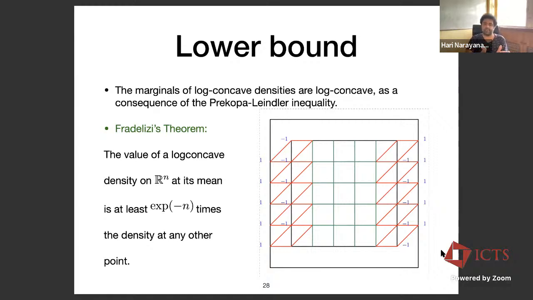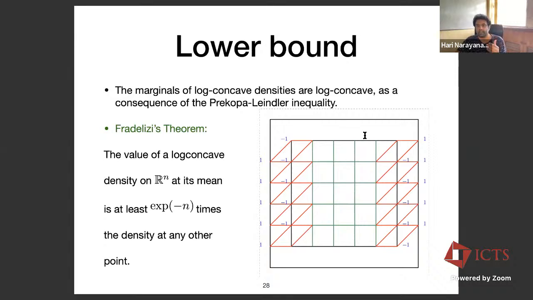What we just talked about was the strategy for giving an upper bound. We need a lower bound now. So to get a lower bound, we basically need to say that somehow the set of functions with these boundary conditions is large. And Prékopa-Leindler tells us that if I look at the set of all concave functions on a square like this, and I restrict the outer band, that process corresponds to marginalization in the function space. The marginals of log-concave densities are also log-concave by the Prékopa-Leindler inequality.